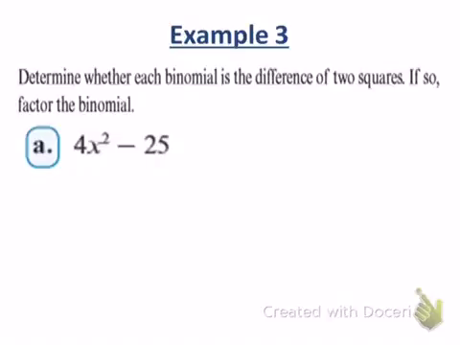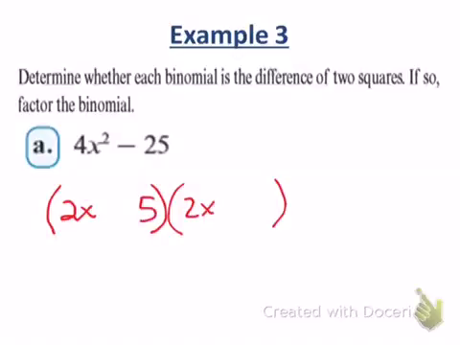Now, determine whether each binomial is a difference of two squares. If so, factor the binomial. Is this a difference of two squares? Yes, it is, right? What's 4x squared the square of? 2x. And what's 25 the square of? 5. Now, difference of squares are really easy to factor. 4x squared is the square of 2x. 25 is the square of 5.